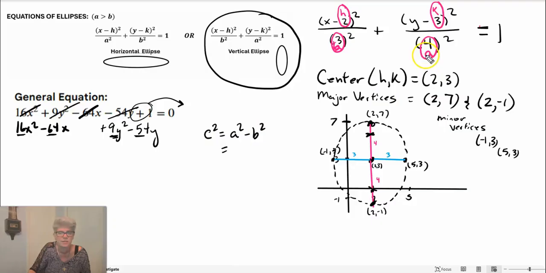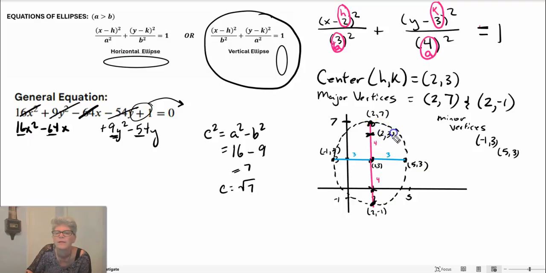So in this case, it's going to be a squared, which is 16, minus b squared, which is 9, and so c is going to be the square root of 7. So the foci, since this is a vertical ellipse, are going to be the square root of 7 units above and below the center. And the square root of 7, again, 7 is less than 9, so the square root of 7 is going to be a little bit less than 3, but it'll be bigger than 2.